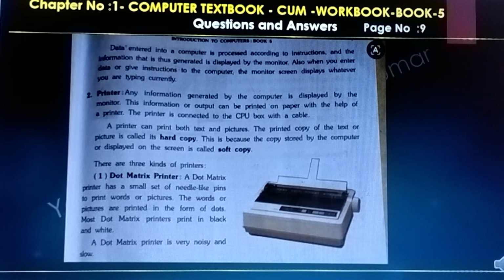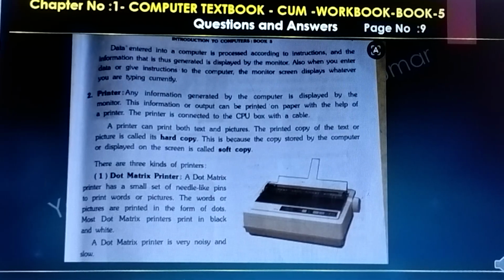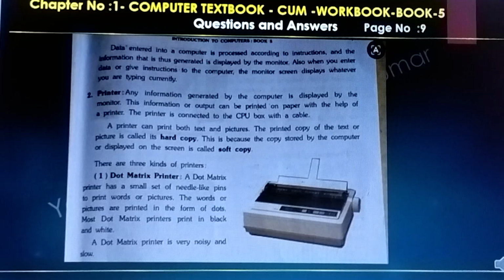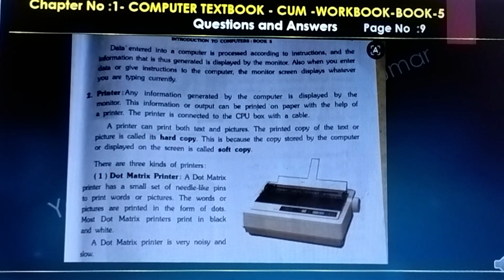There are three kinds of printers. Dot matrix printers. A dot matrix printer has a small set of needles like pins to print words or pictures. The words or pictures are printed in the form of dots. Most dot matrix printers print in black and white. A dot matrix printer is very noisy and slow.